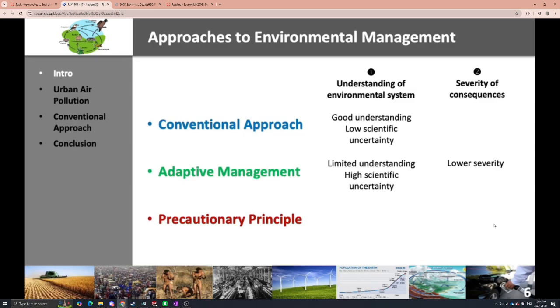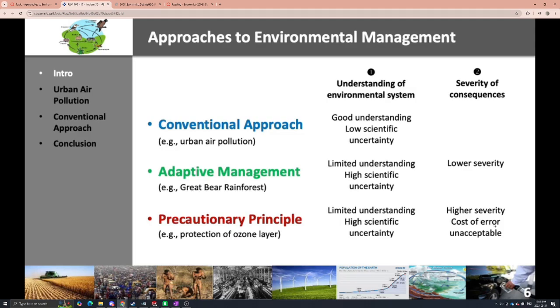The last management approach that we will be discussing is the precautionary approach, which is applied when we have high scientific uncertainty and the consequences of getting this wrong are very high and unacceptable to society. So let's illustrate each of these approaches with an example. We will be looking at urban air pollution for the conventional approach. We'll be looking at the Great Bear Rainforest as an example where adaptive management is being applied, and the protection of the stratospheric ozone layer for the application of the precautionary principle approach.